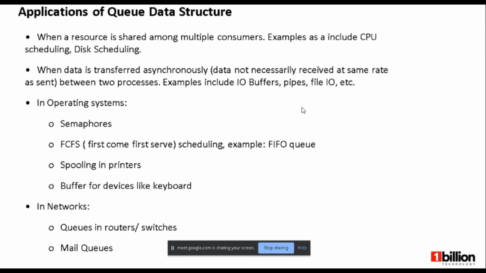Peek is used to get the element at the front of the queue without removing it. Initialize means create an empty queue. Is full checks whether the queue is full. Is empty means check whether the queue is empty or not.